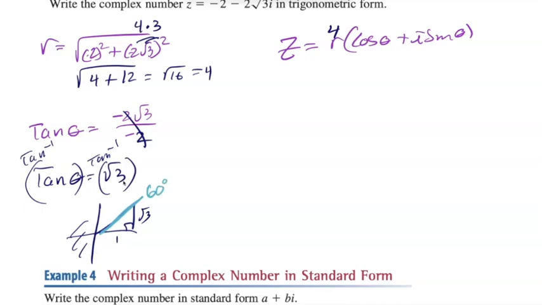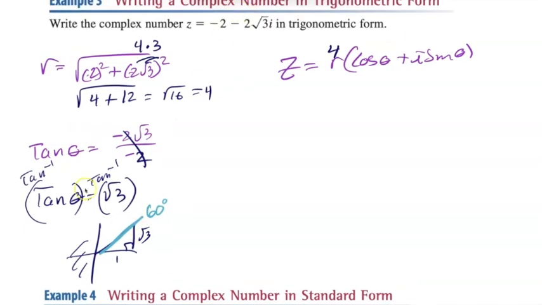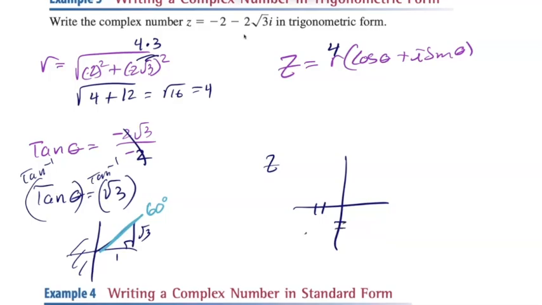But there's a problem. There's one thing we've got to check. We have to make sure we're in the right quadrant, because tan inverse only goes to quadrant 1 and 4. What quadrant is this in? Graph it. If you graph z, we're going to go negative 2 and negative 2 rad 3. We're going to be over here. We should be in quadrant 3. That's not the correct quadrant. How do you fix it?